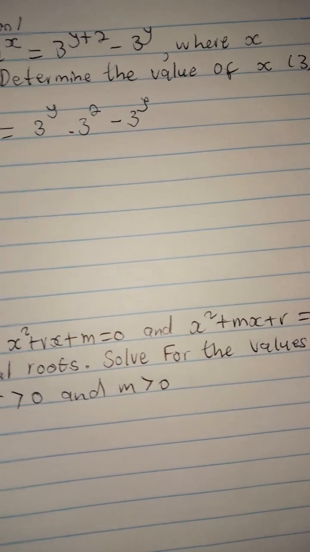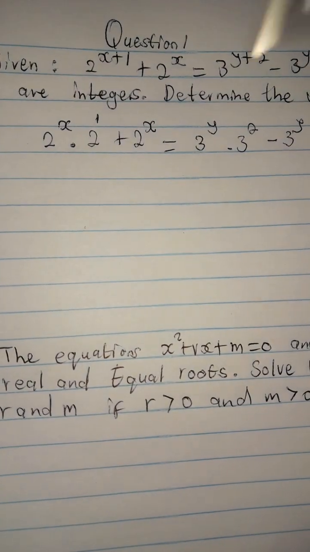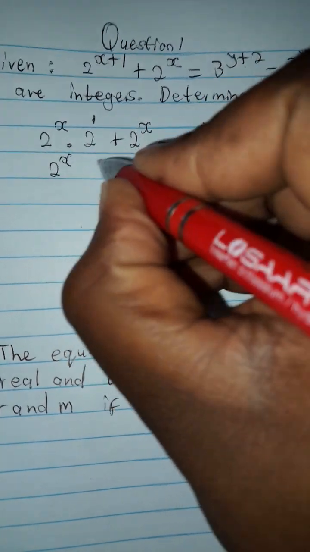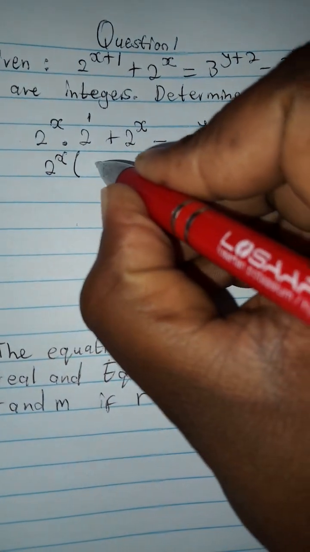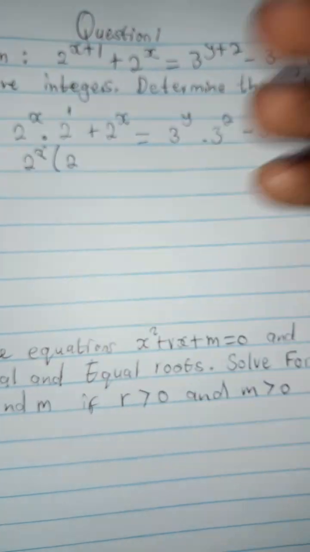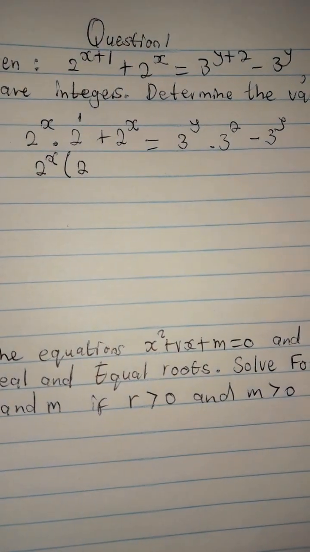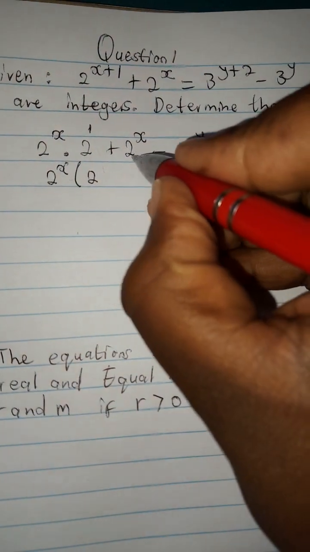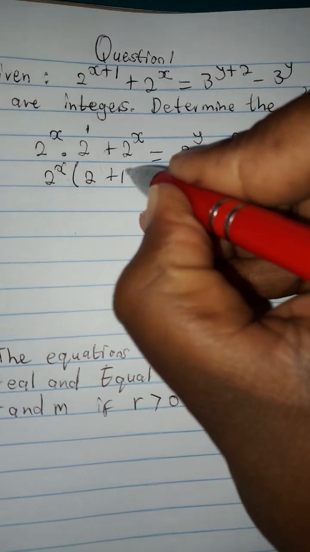That is 3 marks. First things first, we need to take out the highest common factor. As we can see, the highest common factor on the left-hand side is 2 to the power of x. Then what are we left with? We're left with 2 to the power of 1, which will be 2. So to get to 2 to the power of x, we need 1.